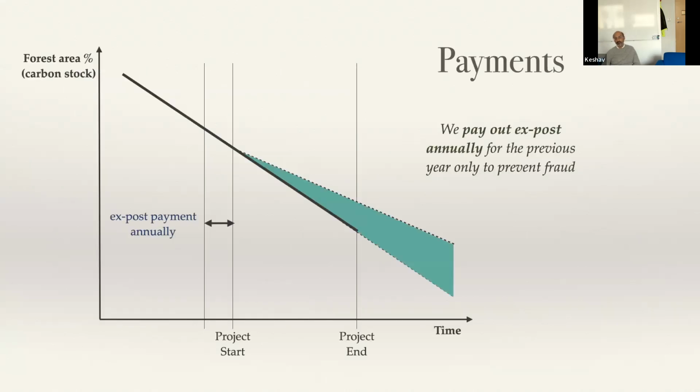So the last thing I want to talk about, sort of the overview level, is payments. How do we do payments? What we do is that we want to know that something happened for sure. So we pay 1 year after the things, ex post. So we say, okay, in the past year, nothing bad happened, so we can pay you. And then we do that essentially every year ex post.